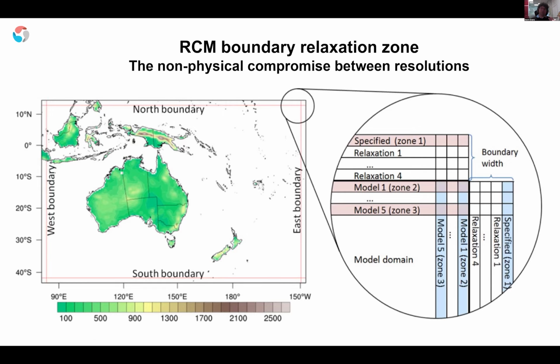We have this non-physical thing happening at the boundary. It's needed to make sure the information from the global model is propagated into the regional model. But it also means that if you look at a regional model run, you'll often see at the boundary some quite odd looking things, and that's associated with this non-physical compromise that we're doing in that zone.